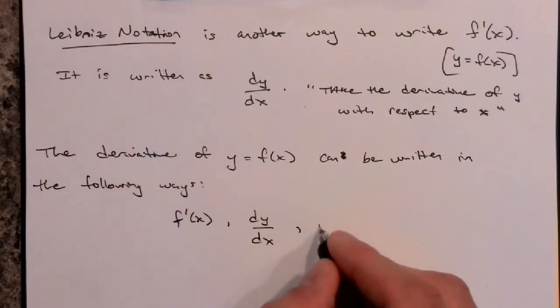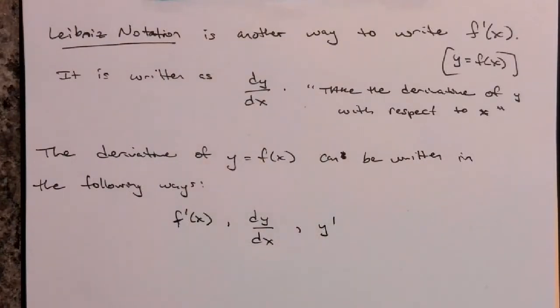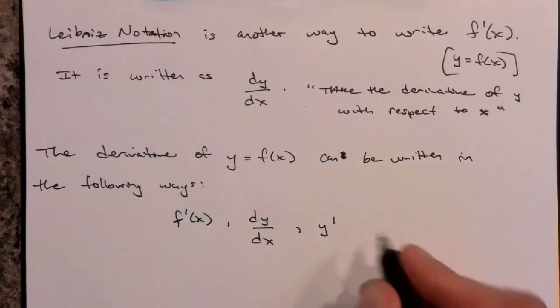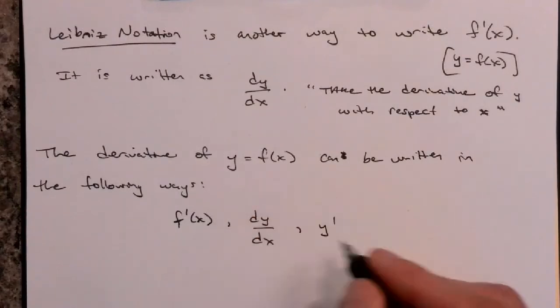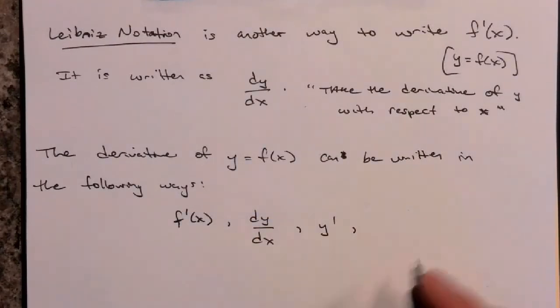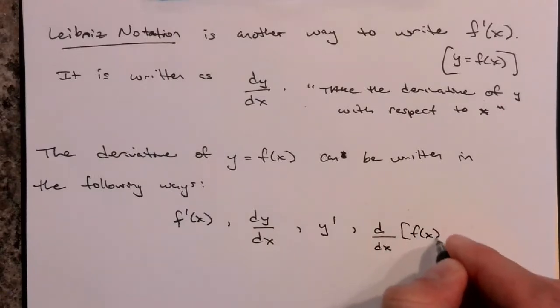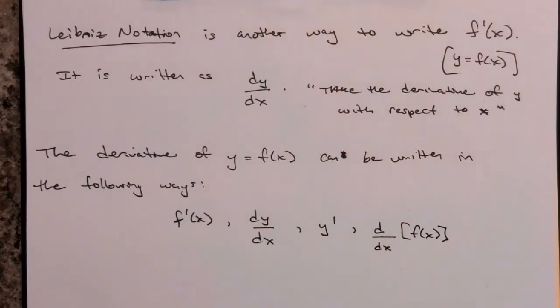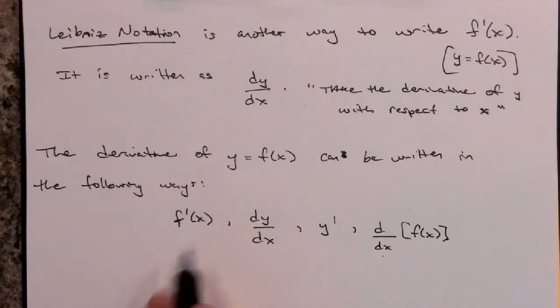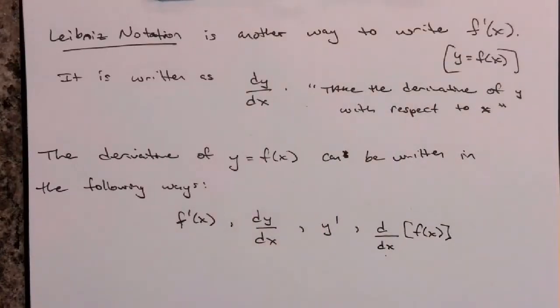You might just see it called y prime. Right? It means the derivative of y, which is y prime, saying f prime of x for that function. Or you might see it written like this, d dx of f of x. That means take the derivative of f of x with respect to x. So these are different ways, all mean take the derivative, right? So you should have an understanding of that.